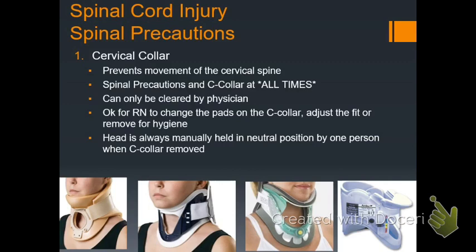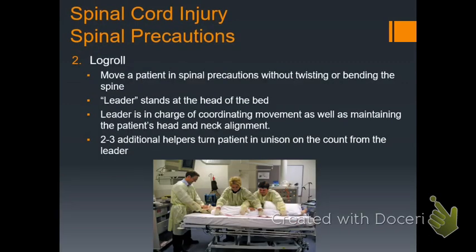If you are suspected of having a spinal injury and have a C collar, we can remove the C collar to adjust the fit or for hygiene, inspection of the neck. But when you have the C collar off, someone needs to manually hold the head in the neutral position. A lot of nurses don't believe they can remove the C collar. If you don't think the C collar is on properly or you want to adjust it, you may remove it, but you have to have someone hold the neck in that neutral position so that they don't move their neck while in immobilization. So that's one thing with the cervical collar. The log roll is the way that we turn the patients.